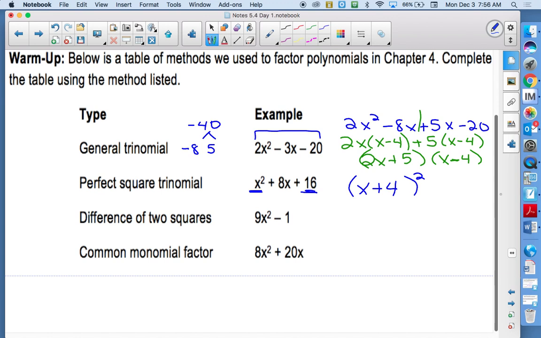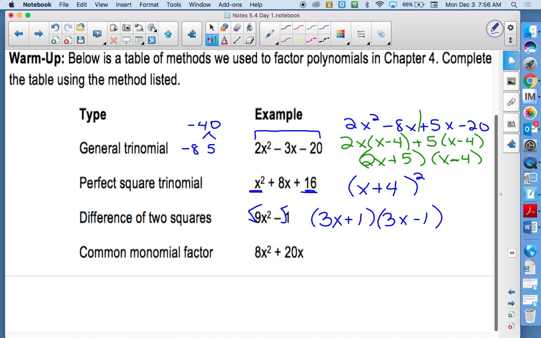The third one, 9x squared minus 1, is the difference of two squares. So it's no longer a trinomial. We now have just two pieces here and a difference inside. Julie, do you remember how that factors? If you take the square of both of them, you get 3x and 1. So you have 3x plus 1 and 3x minus 1 to get rid of the middle.